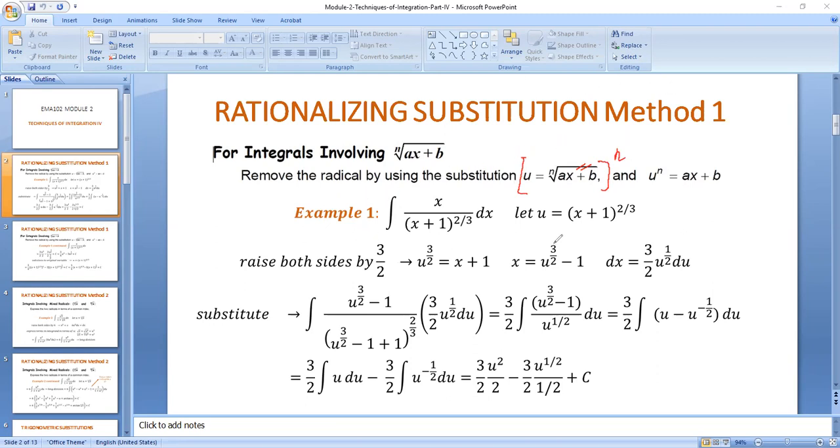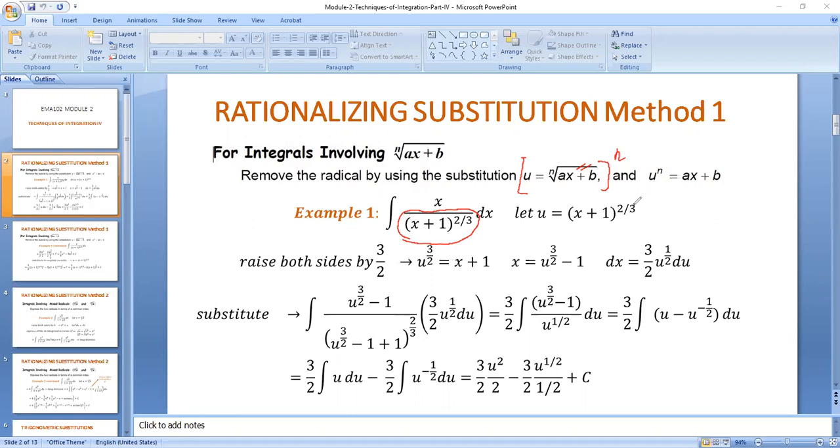So you can see here, x over x plus 1 raised to 2/3 dx. This is the expression that you need to integrate. Your problem in this expression is the x plus 1 raised to 2/3, and you want to eliminate the problem by using rationalization. Now, you assign u to this expression. So, we did that. u is equal to x plus 1 raised to 2/3.